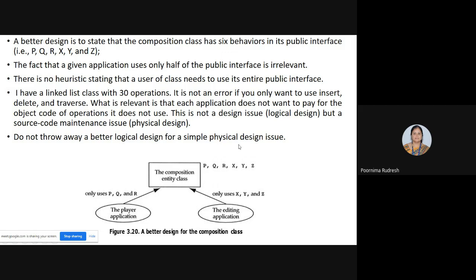Or consider one best example: whenever you have created a linked list with 30 operations, you have included them in your linked list.